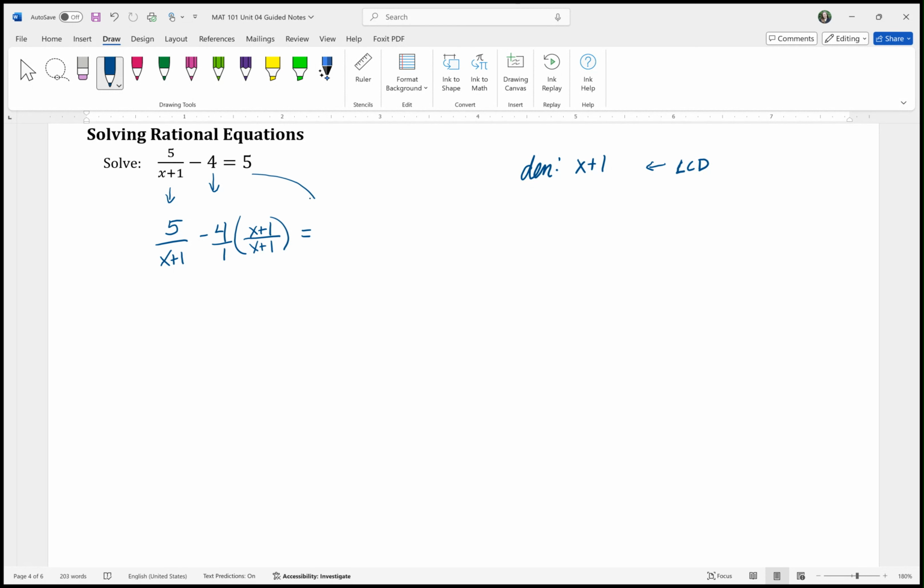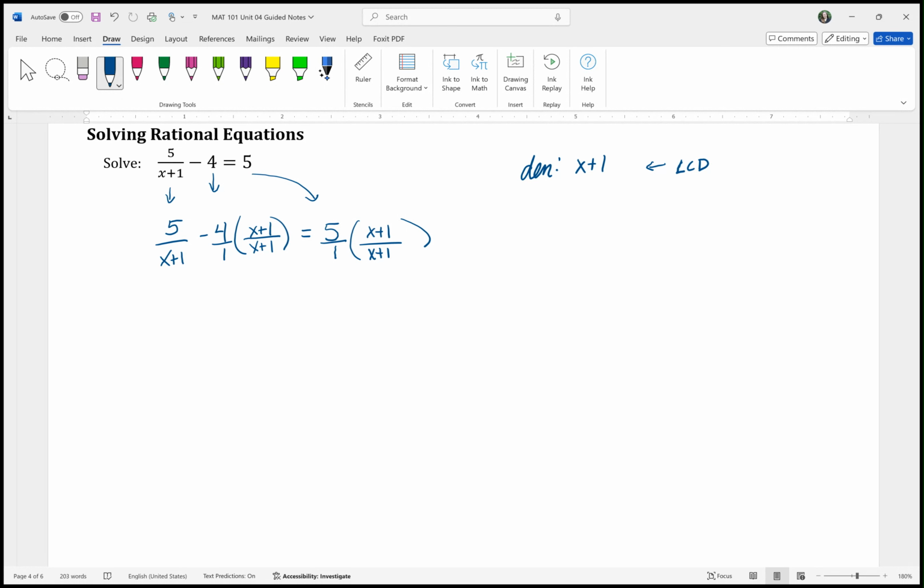Let's bring down the 5. So we're bringing down our equal sign and our 5. Again, I'm going to write 5 over 1, and this is the same question. I've got 1, I need x plus 1, so I'm going to multiply the top and the bottom by x plus 1.